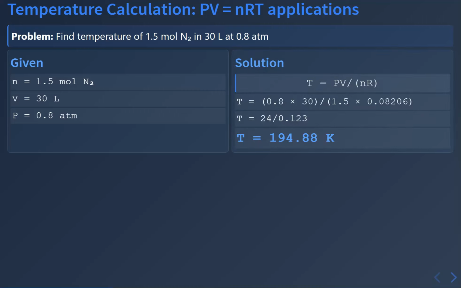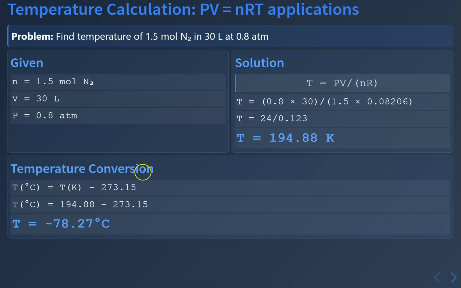Now from PV is equal to nRT, if we rearrange that, T is equal to PV by nR. So here we plug in P is 0.8, then V is 30 liter, and then n is 1.5 mole, and R value is 0.08206. Now if we do the calculation, we'll get T is equal to 194.88 Kelvin.